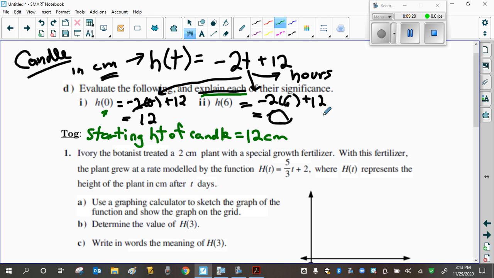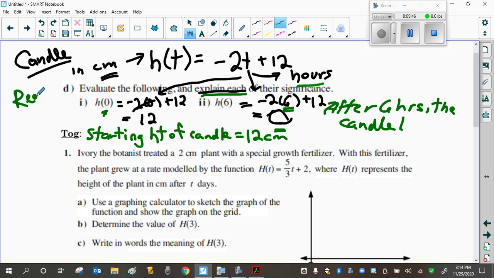And what does that mean? Okay, this is hours. This is 6 hours, 0 height for the candle. So how do you describe that in real life? After 6 hours, the candle burned out. So again, read the question. This doesn't just say calculate, it says explain what it means. The candle burns out. That's not very good printing, but sorry, I'll do better next time.